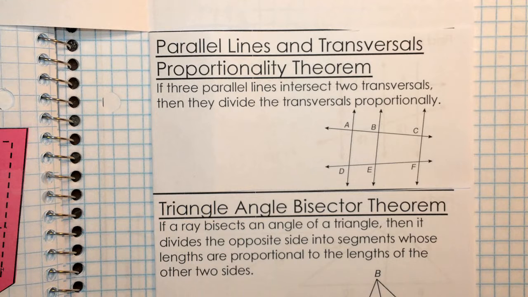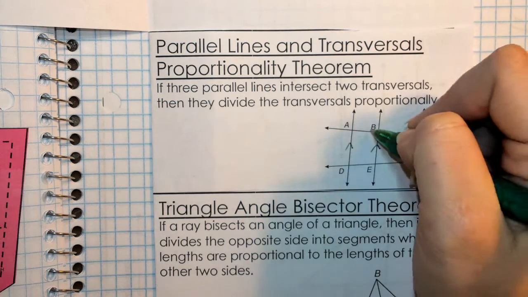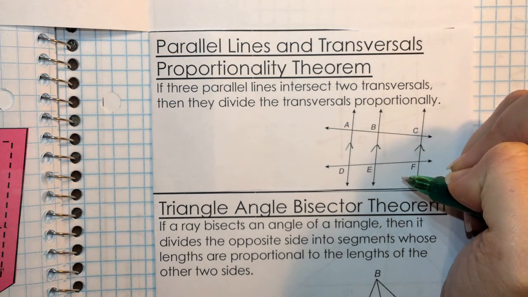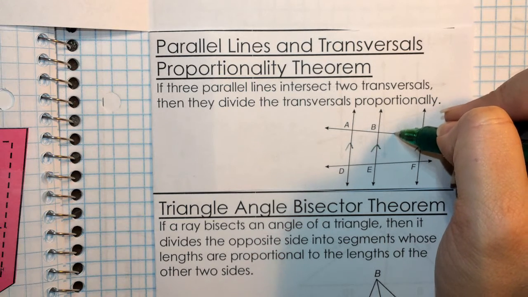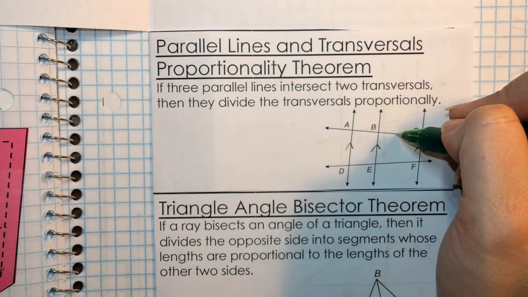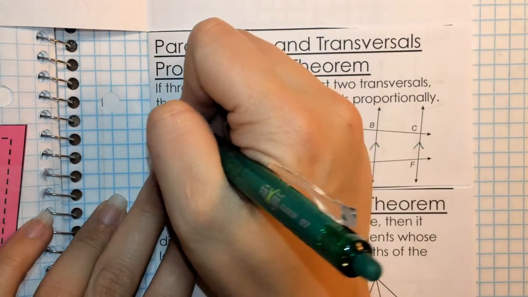Super exciting. Alright, this theorem says that if 3 parallel lines intersect 2 transversals, then they divide the transversals proportionally. Okay, that's a lot of words. But what it means is that these 3 are parallel. Then it divides it into proportional sections. So you have this section right here is proportional to BC. So AB is proportional to BC, and DE is proportional to EF. That's it.